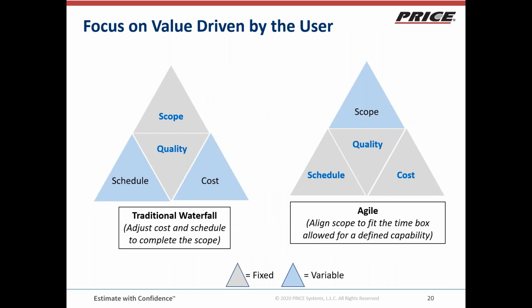So Agile just really is going to focus on the value driven by the user. So we're going to look at what scope is going to change in an Agile project, where in a traditional project, scope is fixed and schedule and cost are the things that become variable.